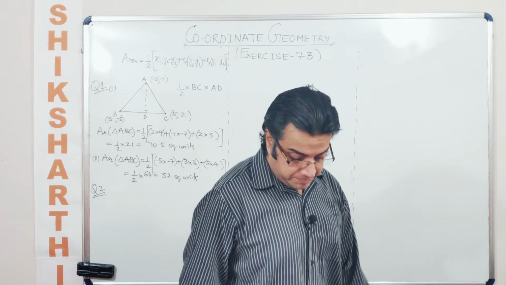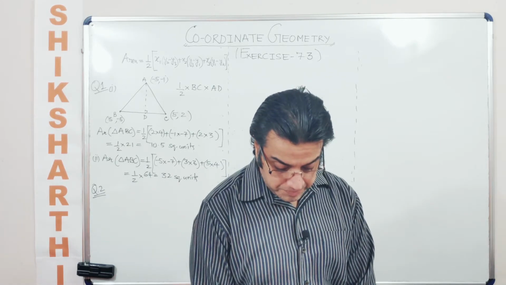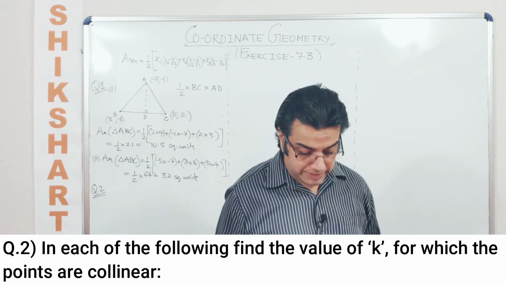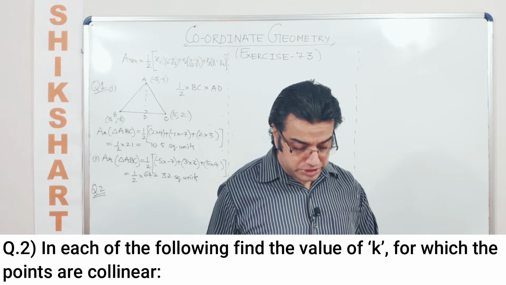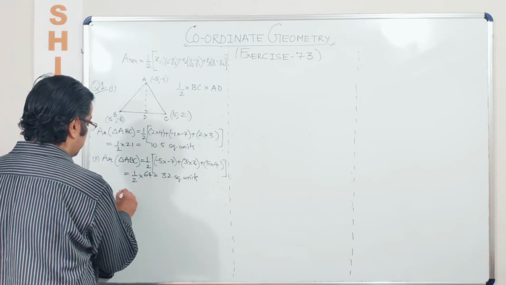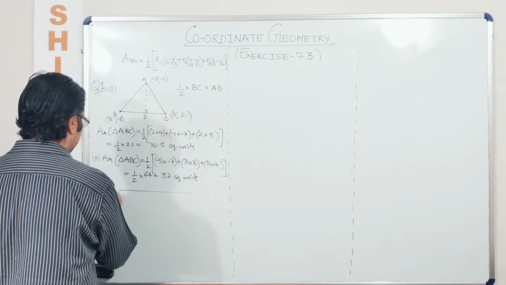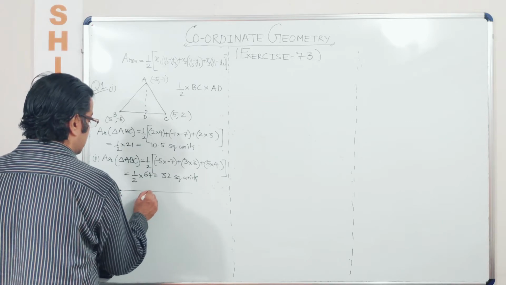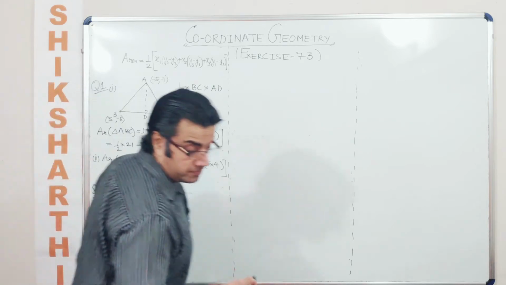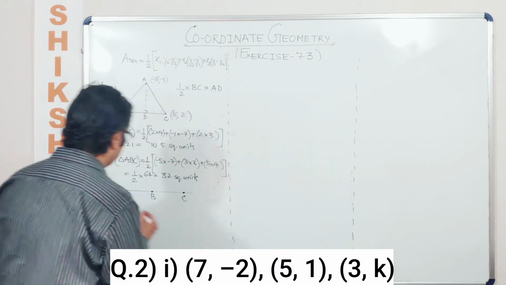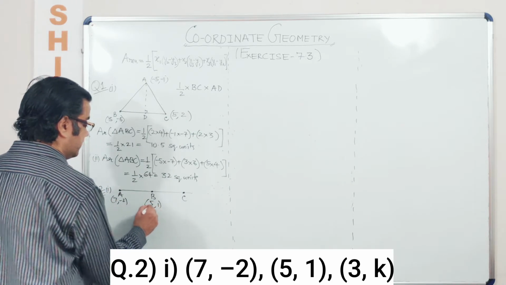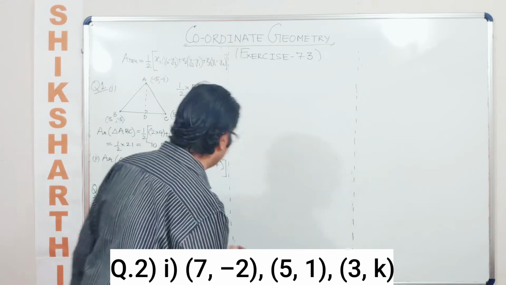Now question number 2 says, in each of the following find the value of k for which the 3 points are collinear. So it is already given that there are 3 points which are collinear. Since we have discussed it in other videos also, 3 points being collinear means what? All the 3 points lie on the same line. So the points here are 7, minus 2, 5, 1, followed by 3, k.